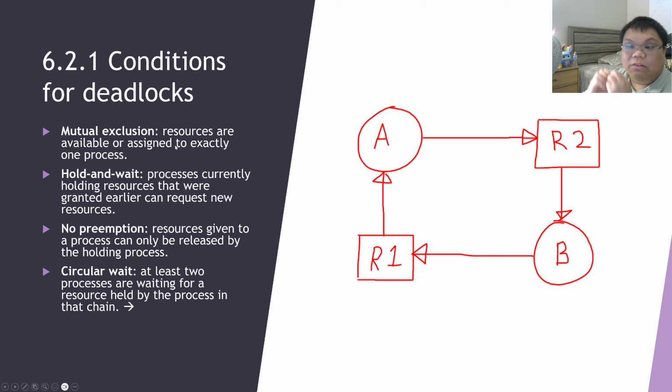The other conditions are as follows. Mutual exclusion: resources are available or assigned to exactly one process at a time. Hold and wait: processes currently holding resources that were granted earlier can request new resources. No preemption: resources given to a process can only be released by that holding process. And circular wait, as shown here. So, the conditions for deadlock are such that A cannot release R1 until B releases R2.